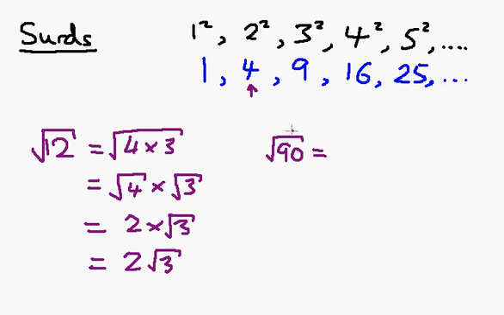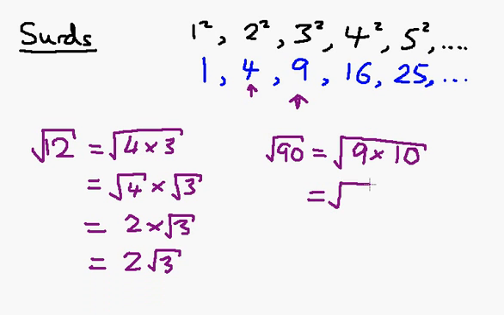Now if I have a look at the second example of root 90, once again I go to my list. Which one of these goes into 90? Well, the 9 does. Okay, so that's the one I'm going to pick. And I know I can write 90 as 9 times 10. Okay, so I'm going to write root 90 as the square root of 9 times 10.